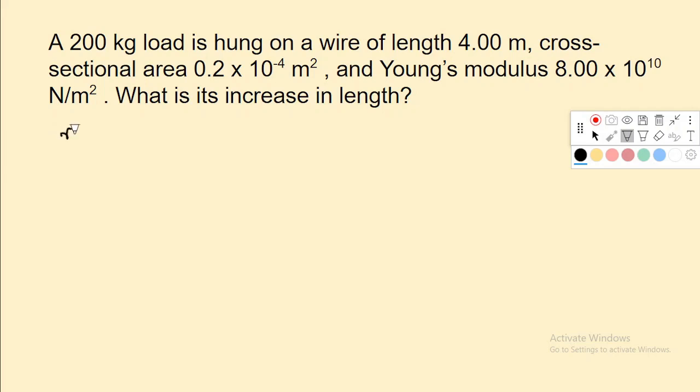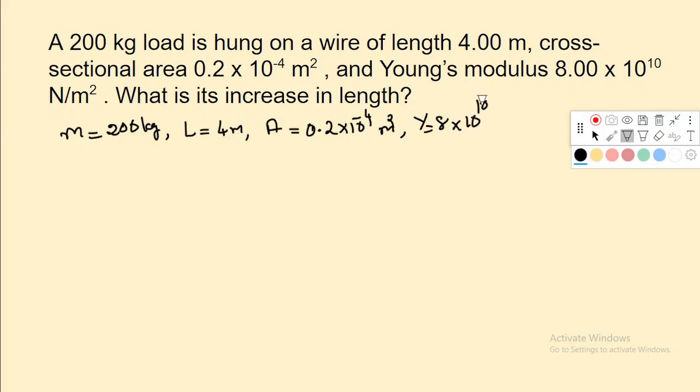The load, the mass attached is M is equal to 200 kilogram, and the original length is equal to 4 meter, and the area cross section A is equal to 0.2 into 10 raised to negative 4 meter square, and Y is equal to 8 into 10 raised to 10 Newton per meter square.